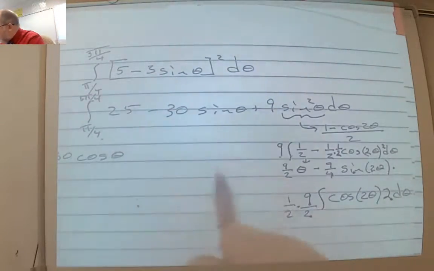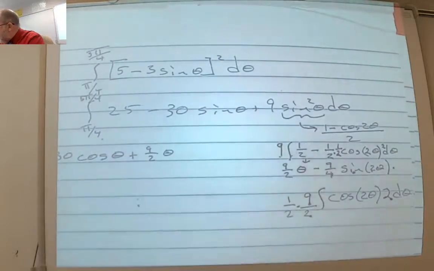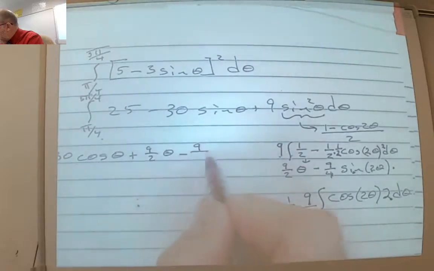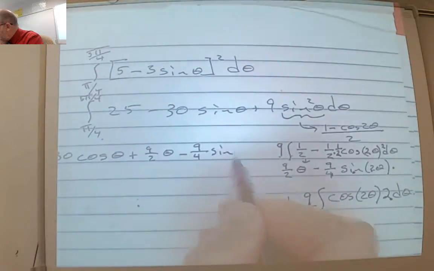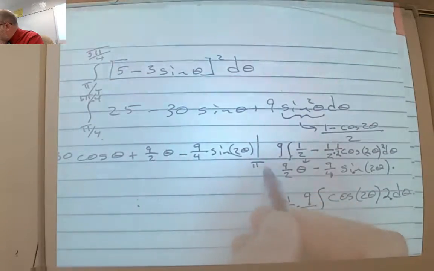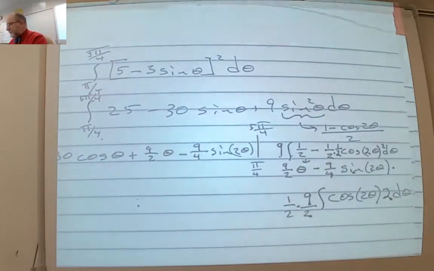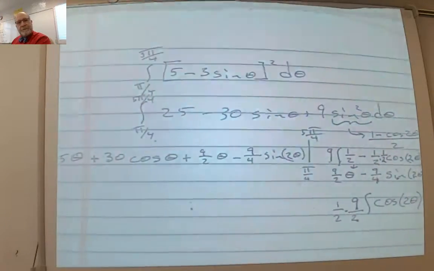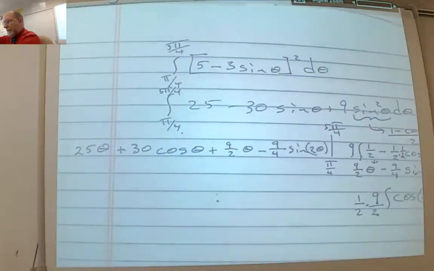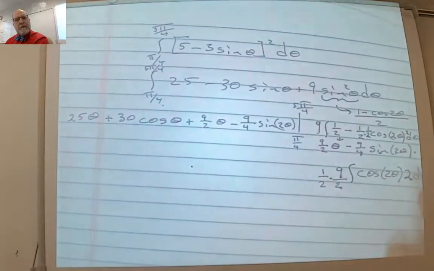Okay, so now this becomes plus 9/2 theta minus 9/4 the sine of 2 theta evaluated from pi over 4 to 5 pi over 4. Can you scoot it over, please? Thank you. Is that a little bit better or no?